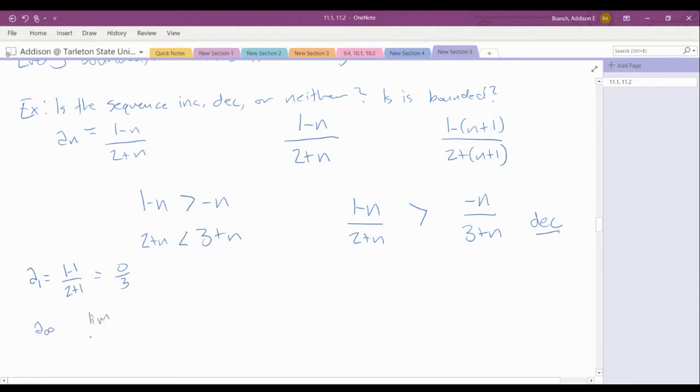So you're going to take your limit as n approaches infinity of 1 minus n over 2 plus n. You're going to get negative infinity over infinity. Do a quick L'Hopital's: the limit as n approaches infinity of negative 1 over 1 equals negative 1. So therefore we can say that we are decreasing, and we are bounded between negative 1 and 0.